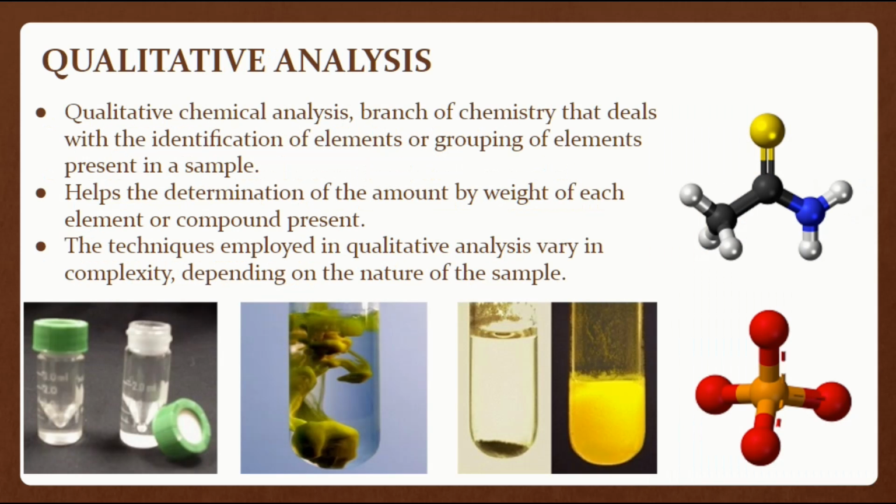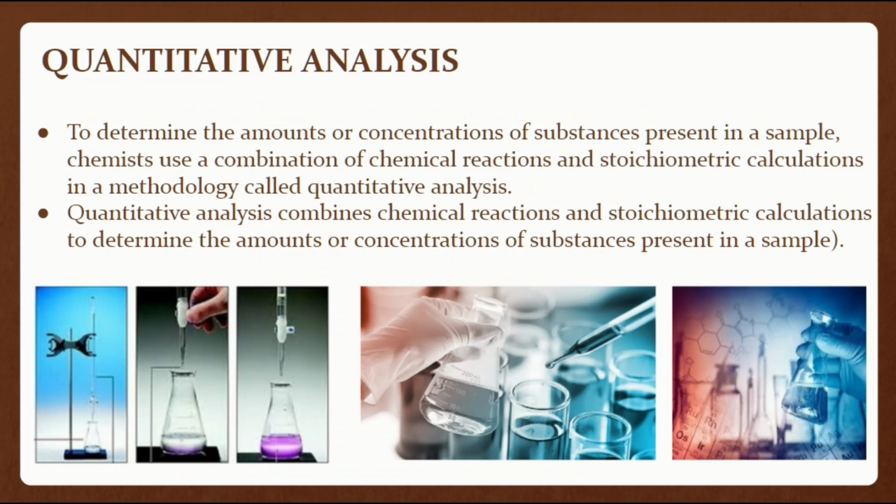Qualitative chemical analysis is the branch of chemistry that deals with the identification of elements or grouping of elements present in a sample. It helps in the determination of the amount by weight of each element or compound present. The techniques employed in qualitative analysis vary in complexity depending on the nature of the sample.